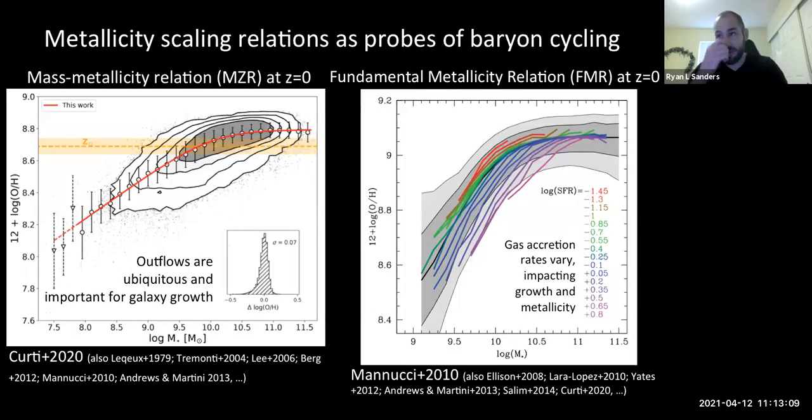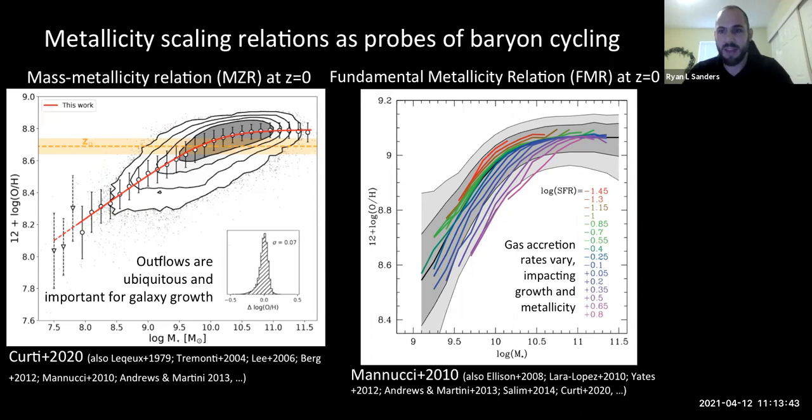And so at redshift 0, there's been a huge amount of observations of these scaling relations. On the left, I show the mass metallicity relation from a recent paper from Mirko Curti. And on the right, a 3-parameter relation known as the fundamental metallicity relation between mass, star formation rate, and metallicity. And both of these have been really foundational relationships in setting our understanding of baryon cycling and galaxy growth in the low redshift universe. We find that outflows are absolutely required to explain galaxies in the low redshift universe.